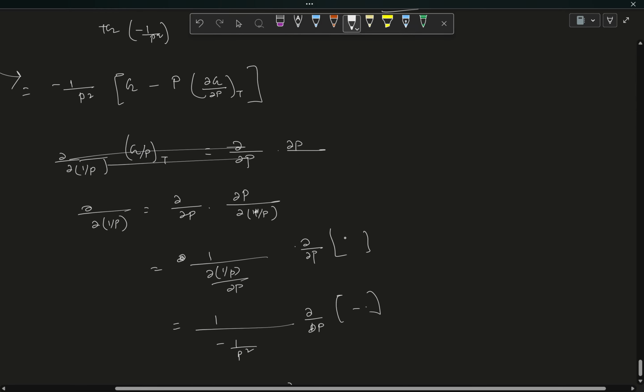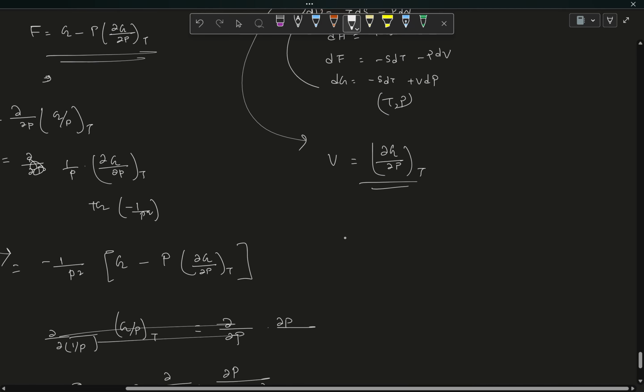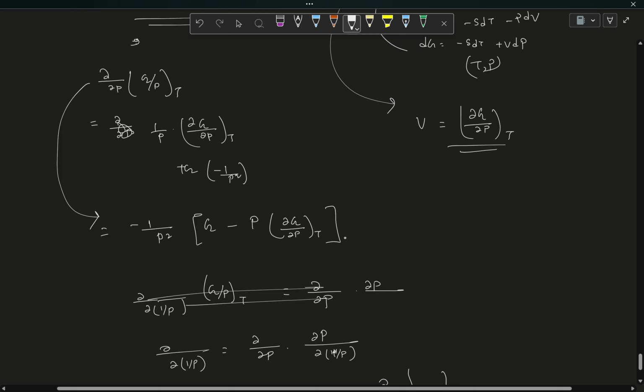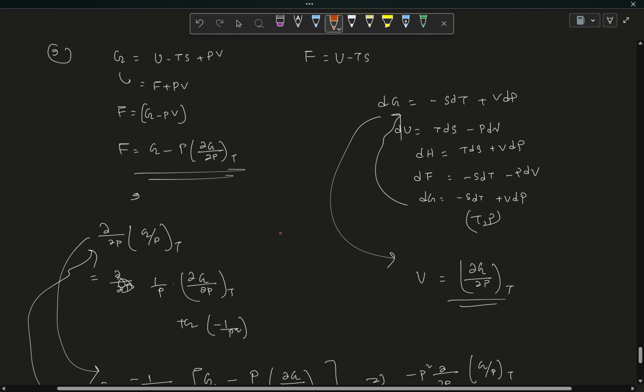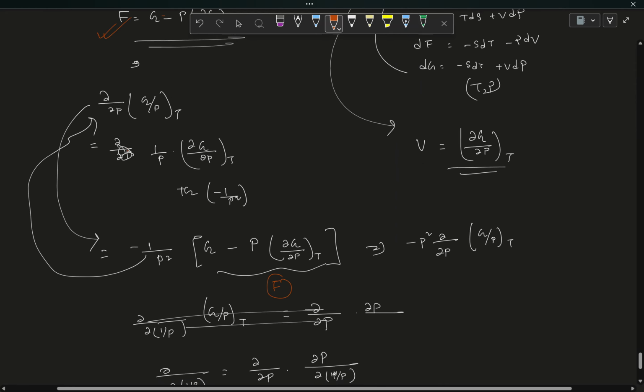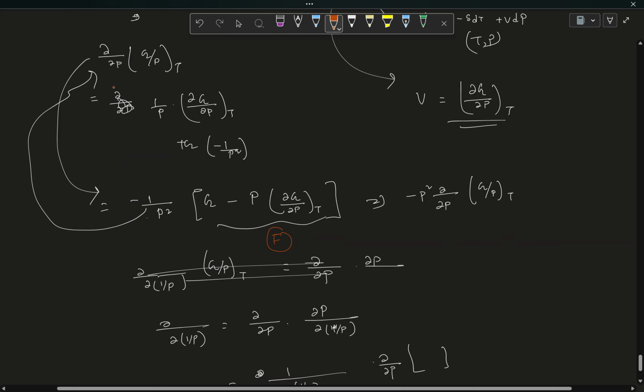So from there you know that this is minus P squared del P of this thing. If this is the case, then you take this P squared to this term, okay. So this is minus P squared del P of G by P at T constant. This is equal to this term, G minus this whole thing. And this is the term, if you remember, this is the term on F, okay. So this is the F term that you got here. So if you take your minus P squared up here, this is just equal to F then.